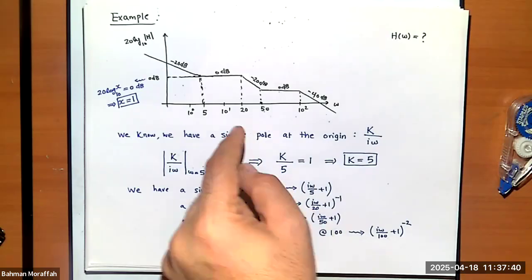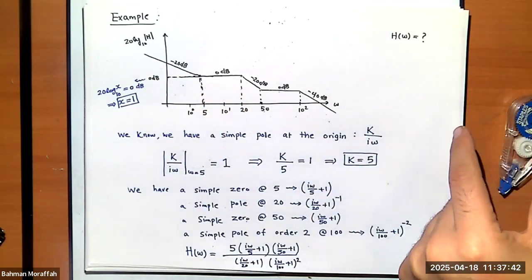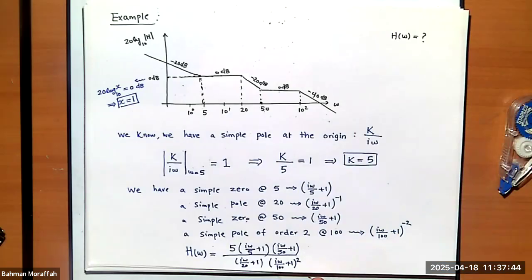So this function that's drawn over here is an approximation of this transfer function. Okay? All we have to do is to look at the breaking points and determine if it's a pole or a zero. We already have. Then we know exactly what that function is. Right? Does that make sense to everybody?